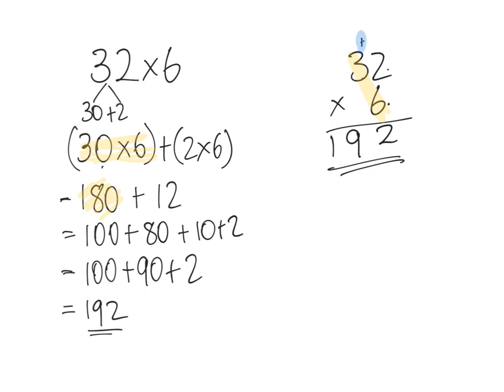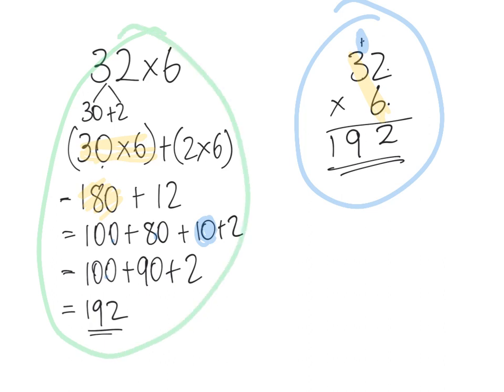I've added the 10 that I carried over from the 6 times 2, which was there, and I've ended up with 190, which is the 100 plus the 90, which is the 100 plus the 80 plus the 10. This is one of those times in maths where sometimes learning how to do it can be a little bit easier than understanding the reason why we do what we do.